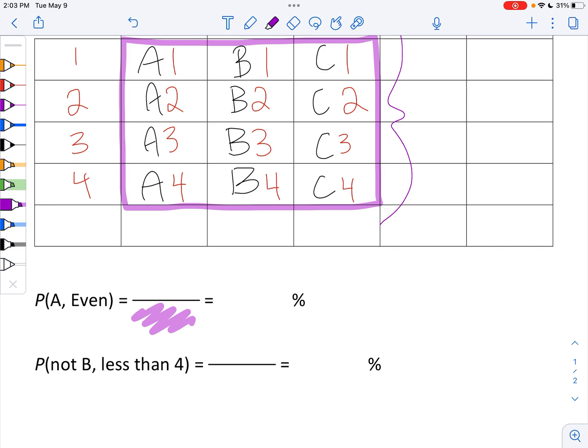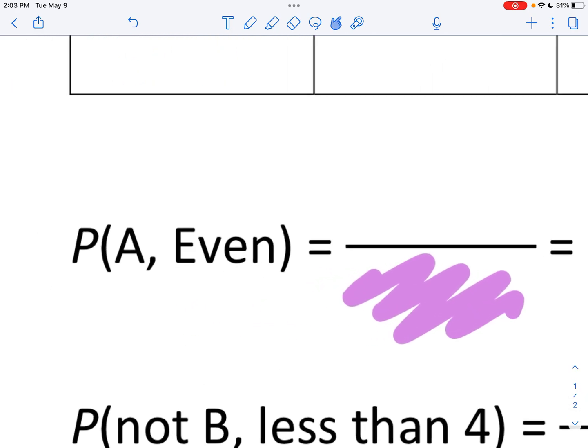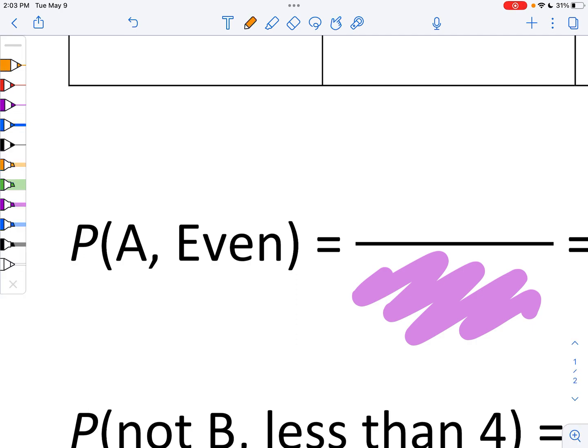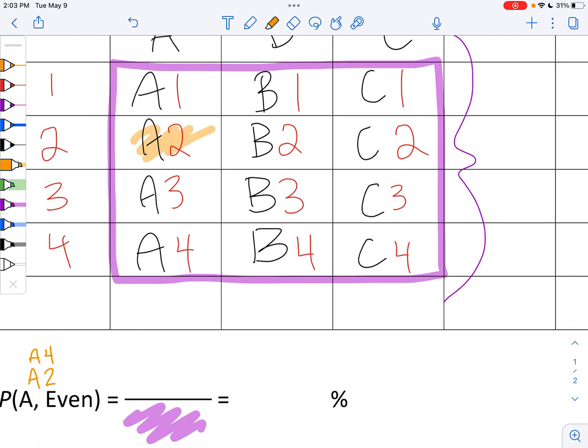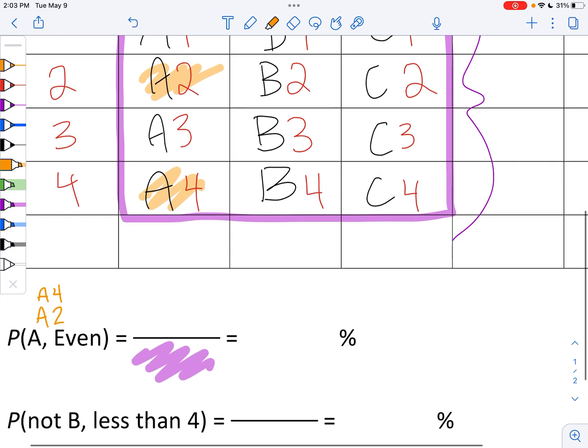But I will help you find A even. So if we are looking for A even, let me zoom back in. We are looking for A2 because 2 is even, and we're looking for A4. But we're not looking for A1 because 1 is not even. All right, so let's see where we find A2 and A4. Here they are, A2, A4. So that's 2 out of some number, and you'll need to change that fraction to a percent.